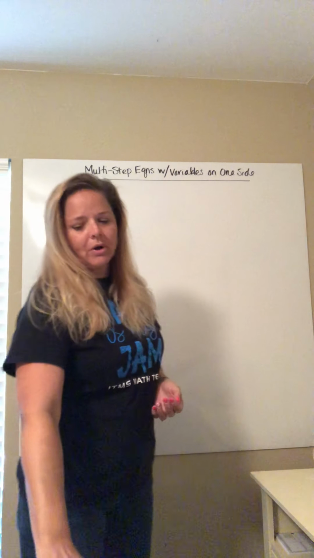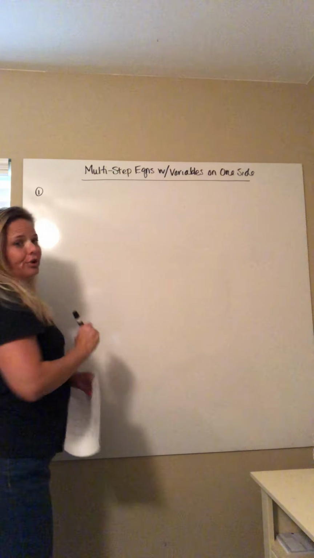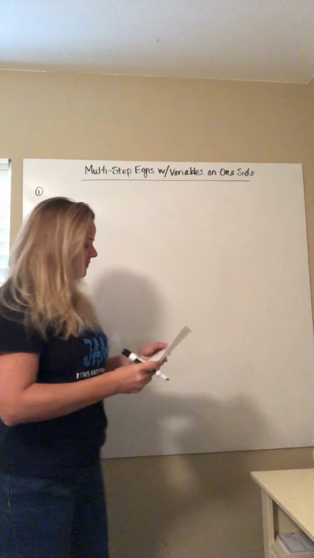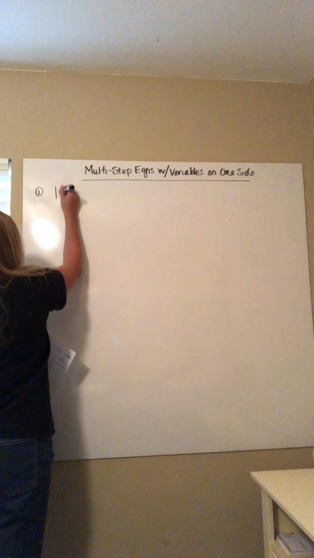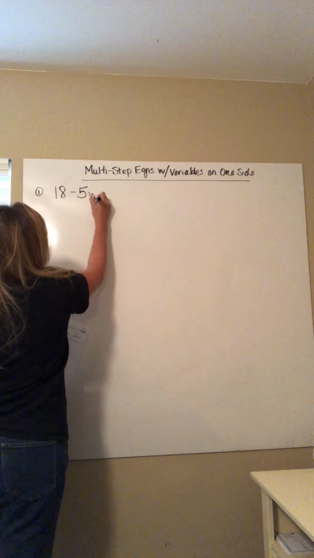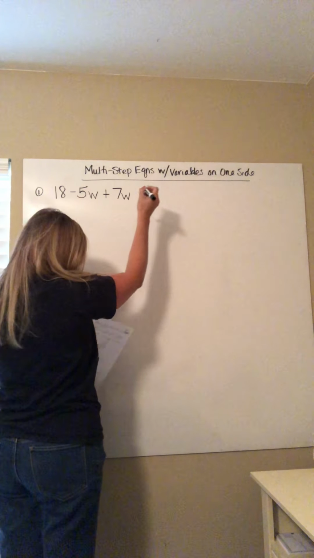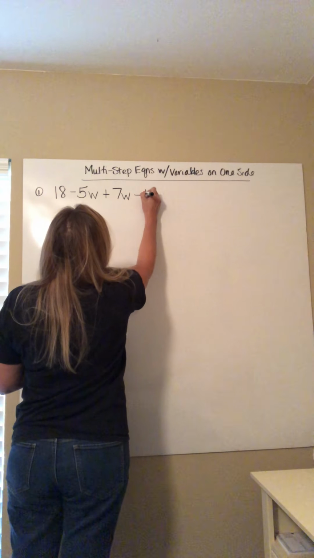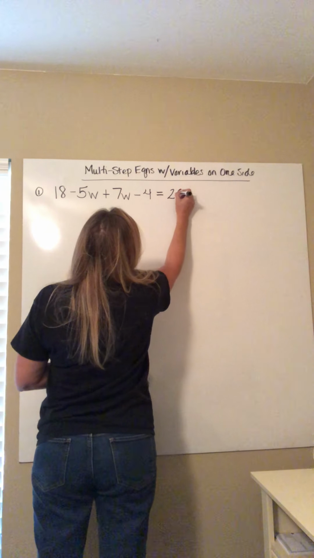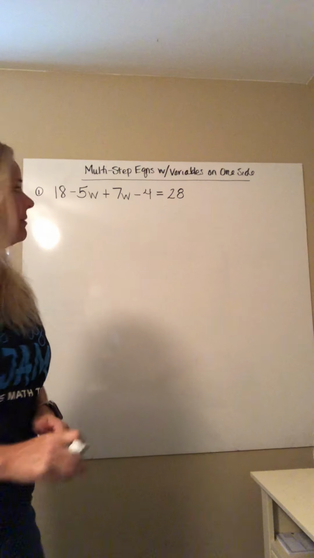So our first one that we're going to do today, and remember these are your notes, so you should be writing them down so that way you have an example to look back at. All right, so number one, we have 18 minus 5w plus 7w minus 4 equals 28. So that's our first problem that we're going to be doing.